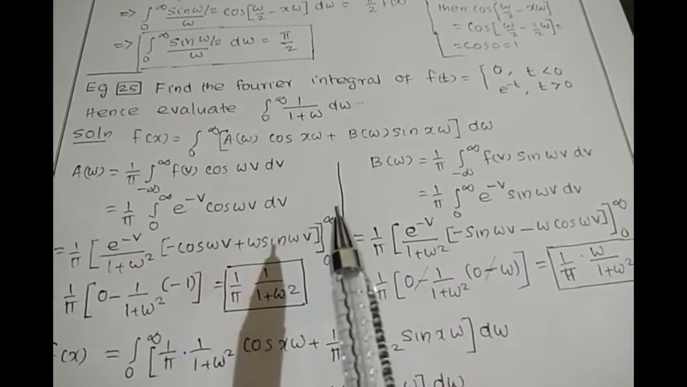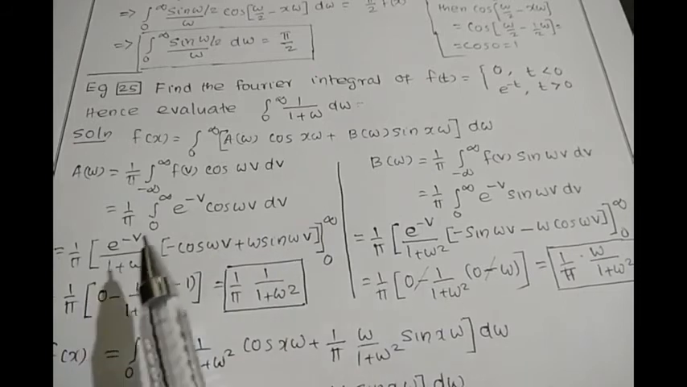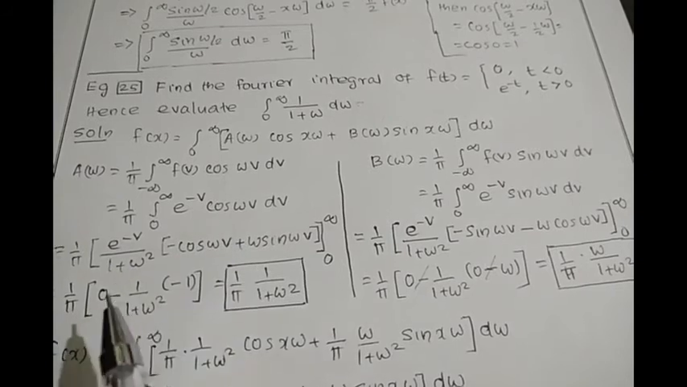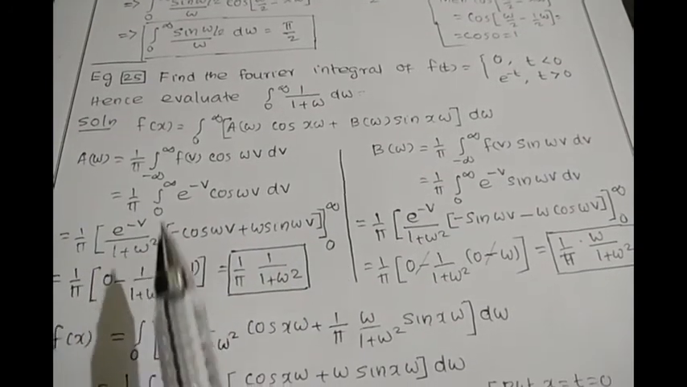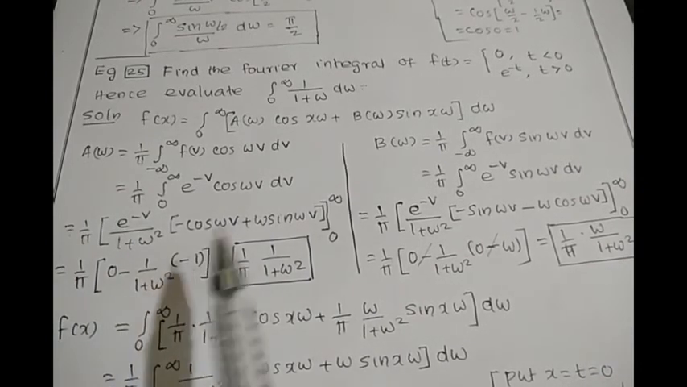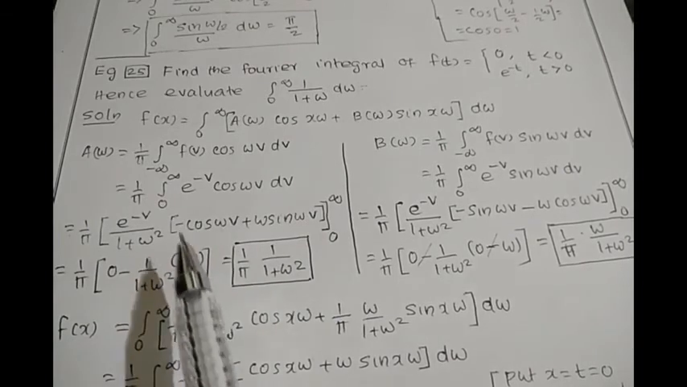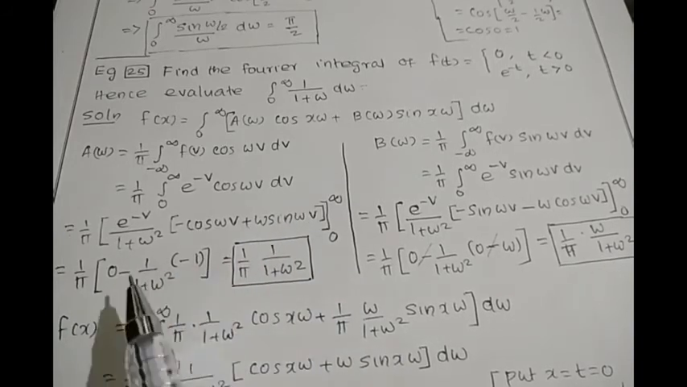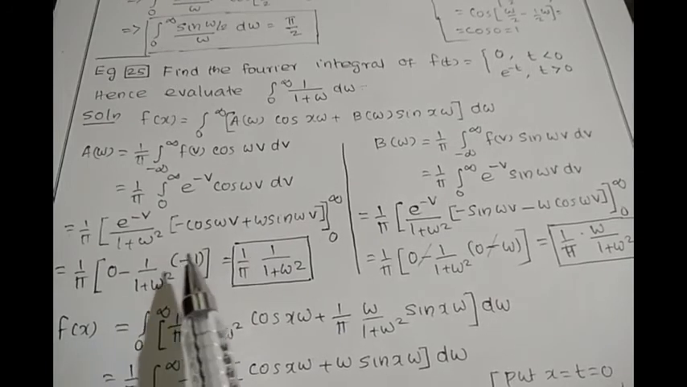And if we apply the upper limit, we know that e raised to minus infinity is 0, so the complete term will be 0. Then minus the lower limit, where we apply 0: e raised to 0 is 1. So 0 minus 1 by 1 plus omega square into cos 0, which is 1, with the minus sign, so this is minus 1. And sin 0 is 0, so there is no term there. So the answer will come only this much. Then minus of minus is positive, so we get 1 by pi, 1 by 1 plus omega square.